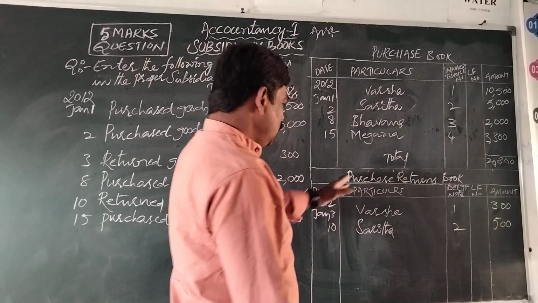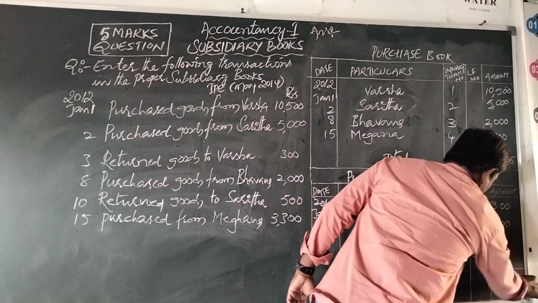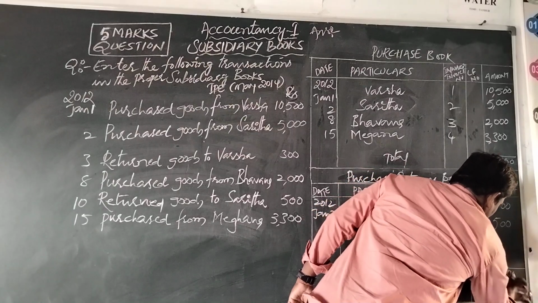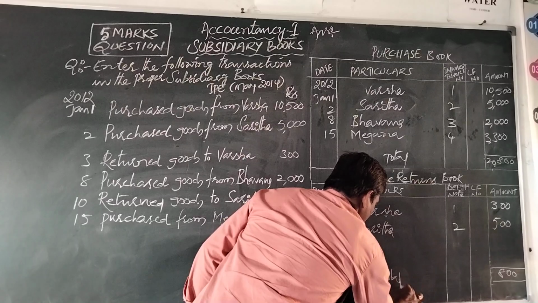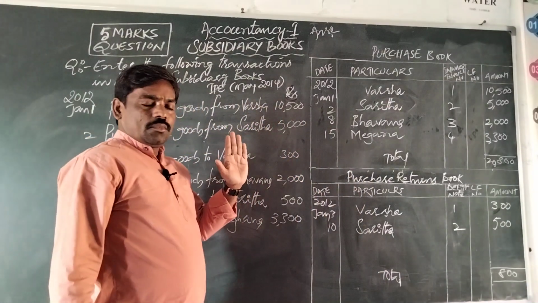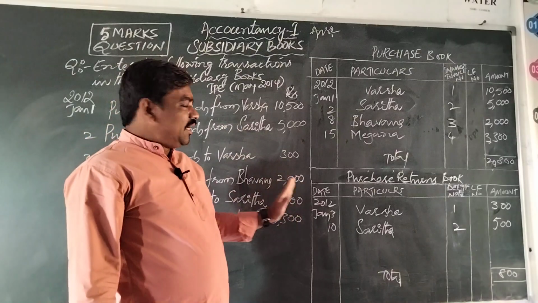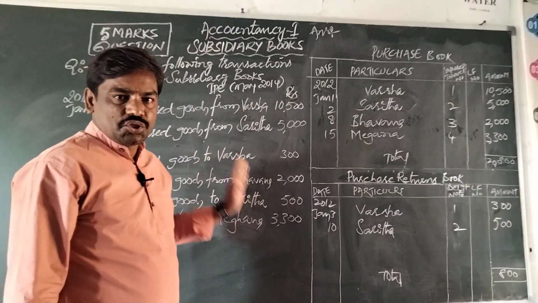Similarly, come to purchase returns. If you calculate the total amount here, you may get 800. Write total in the particulars column. Like this you can prepare subsidiary books for the given problem in the annual examination.